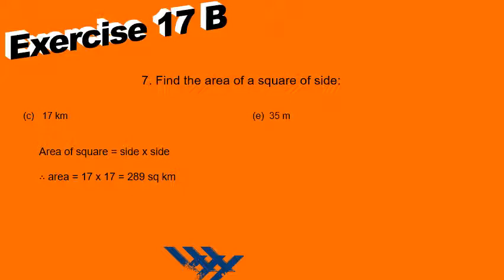Now let's do the E part of this question. Here we have to find out the area of a square of side 35 meter. So area of the square is equal to side multiplied by side, and here side is equal to 35 meter. So 35 multiplied by 35 is equal to 1225 square meter.